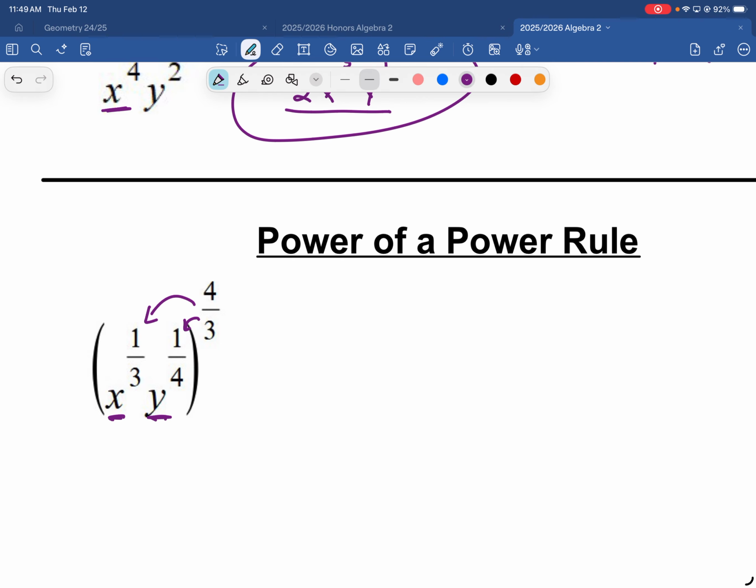And when we distribute going to a power, you multiply. So my x has a power of 1/3, exponent of 1/3. I have to multiply it by my new power, which is 4/3. Multiplying fractions is no problem. Take the top times the top and the bottom times the bottom.